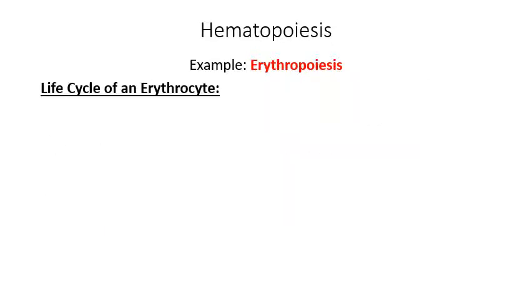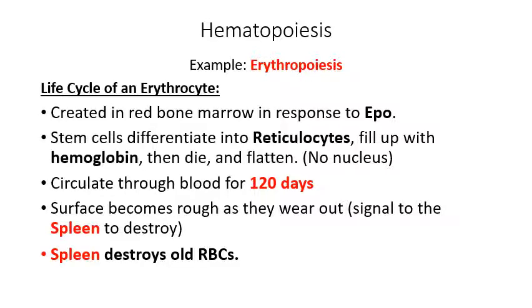All right, so let's look at the life cycle of an erythrocyte once it's created. Erythrocytes are created in the red bone marrow in response to erythropoietin. The stem cells differentiate into a reticulocyte. They fill up with hemoglobin, they die, and then they flatten out. They have no nucleus. They circulate around the bloodstream for about 120 days. And then the bloodstream travels through an organ called the spleen, which is kind of a filter that filters out bad stuff from the blood.